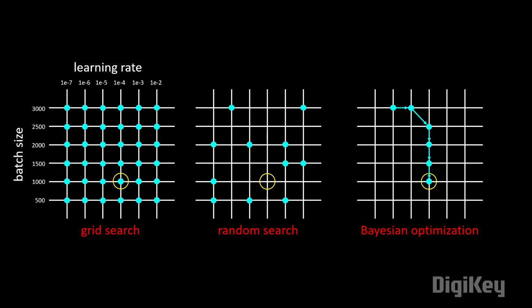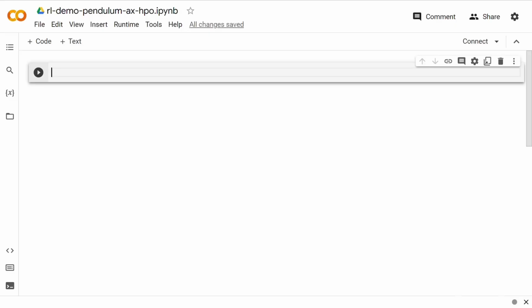Lucky for us, we don't have to compute Bayes' theorem by hand. Meta's AX framework can do that for us. I'll be demonstrating this in Google Colab because it makes it easy and you don't have to install anything. So log into colab.research.google.com and you should be presented with a screen like this.